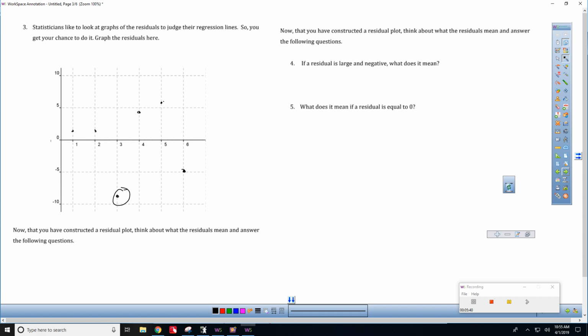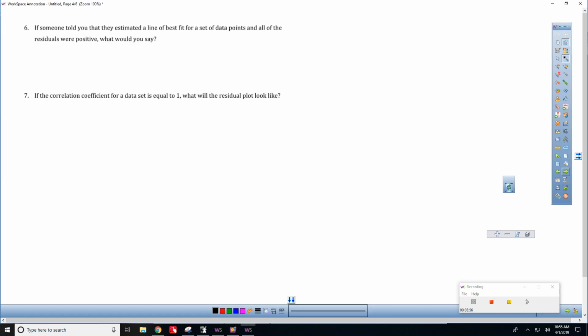What does it mean if the residual is equal to 0? That means it's lying on our regression line. It's exactly the point that the regression line predicted. Does that make sense? So basically the residual is a margin of error. Yes, the residual is exactly a margin of error. Okay? If someone told you that they estimated a line of best fit for a set of data points and all of the residuals were positive, what would you say?